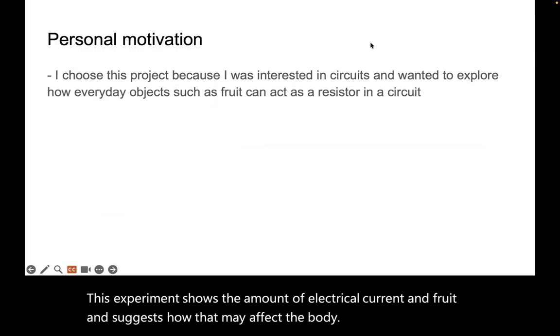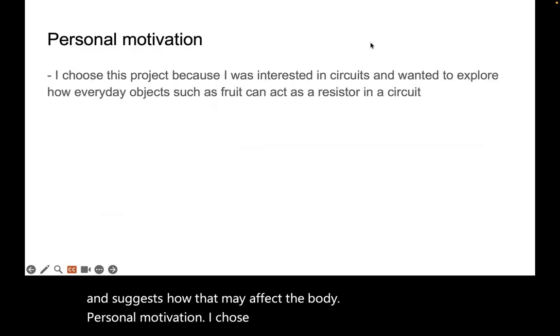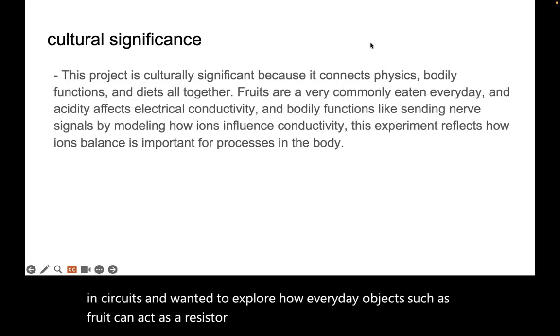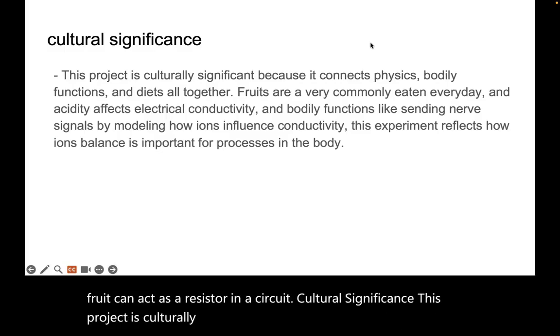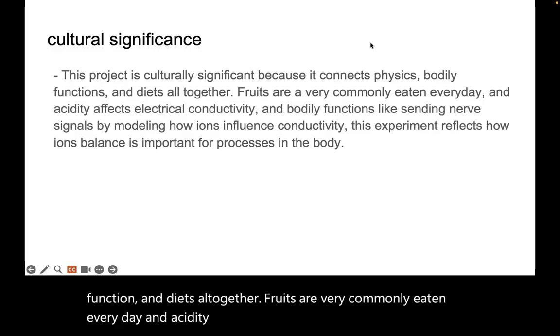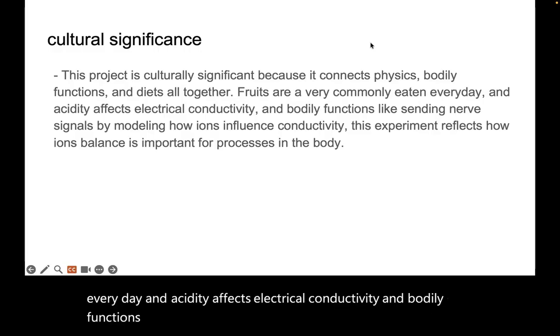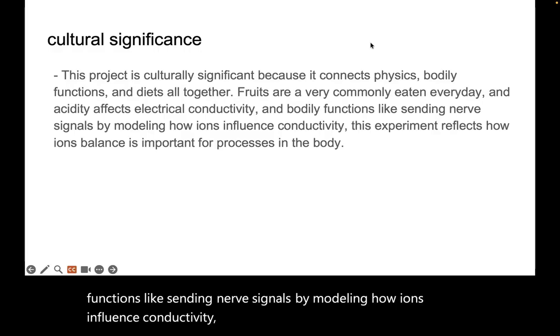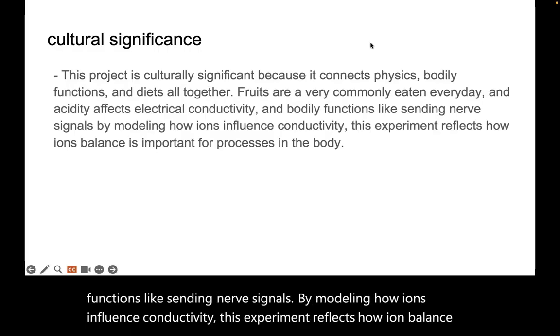Personal motivation. I chose this project because I was interested in circuits and wanted to explore how everyday objects such as fruit can act as a resistor in a circuit. Cultural significance. This project is culturally significant because it connects physics, bodily function, and diets all together. Fruits are very commonly eaten every day, and acidity affects electrical conductivity and bodily functions like sending nerve signals by modeling how ions influence conductivity. This experiment reflects how ion balance is important for processes in the body.